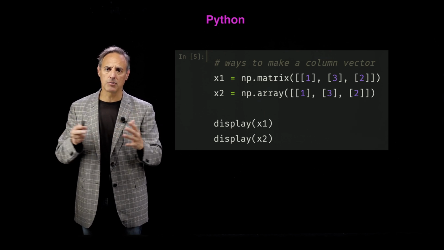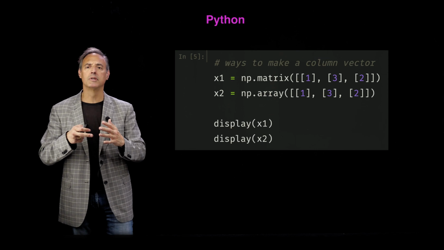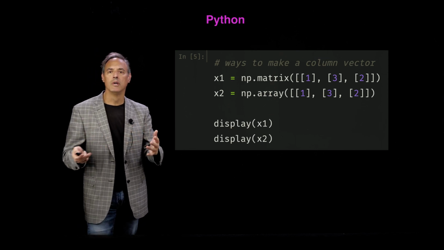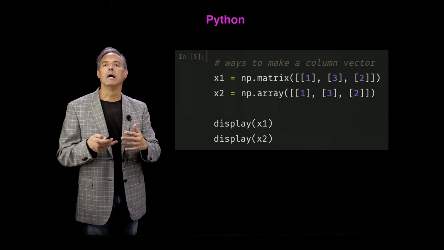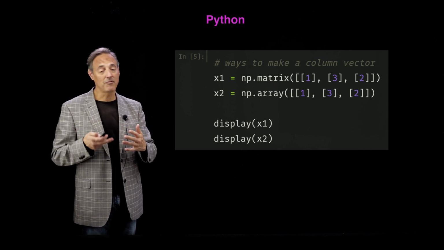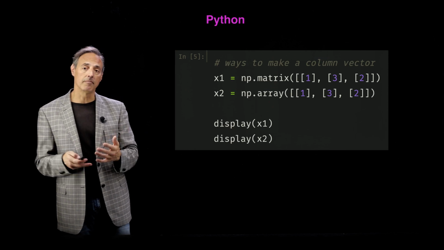Because oftentimes when we're doing matrix manipulations, which include taking inner products or matrix multiplies, which we will talk about, when you do that, you have to understand whether you have a row or a column vector.